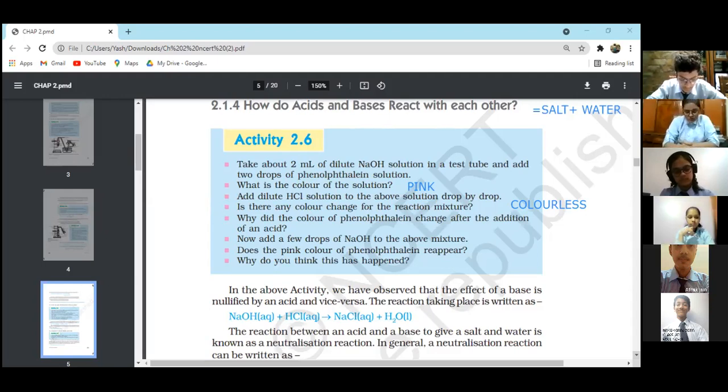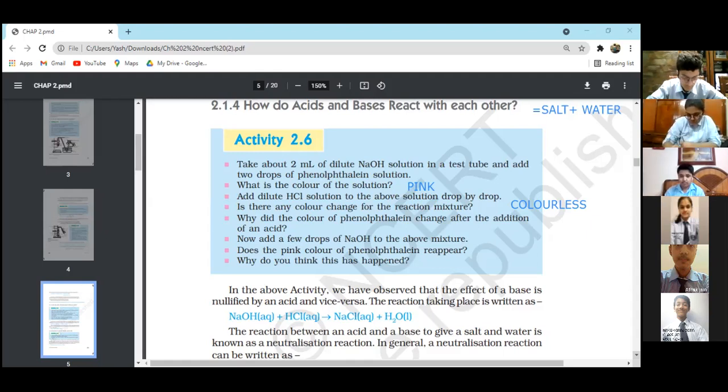That means the neutralization reaction has already taken place. NaCl is already formed, and now we are adding NaOH to this mixture. What do you think? When we add NaOH to this mixture, what will happen? Ma'am, it will reappear pink color. Why? Ma'am, because phenolphthalein changes the base color to pink. Yes, because phenolphthalein changes the color to pink, right?